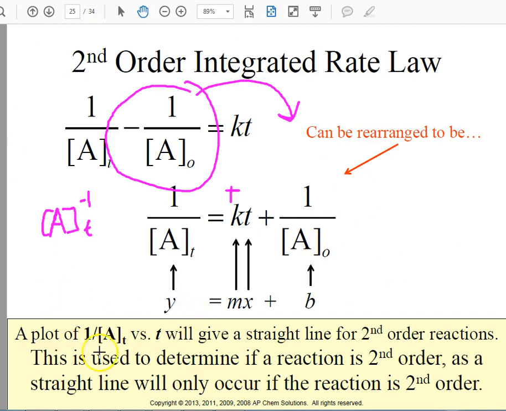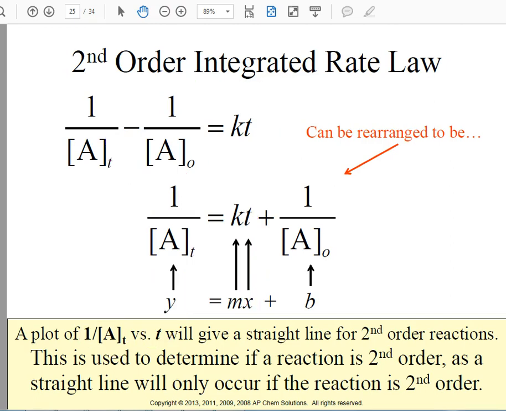So if it is second order, then this equation is true, and only if it is second order is this equation true. Therefore, y, 1 over the concentration, versus x, time, should give us a straight line if it is a second order reaction. So this is a way we can determine if something is second order, because this plot, 1 over the concentration versus time, will only give me a straight line in a second order reaction.